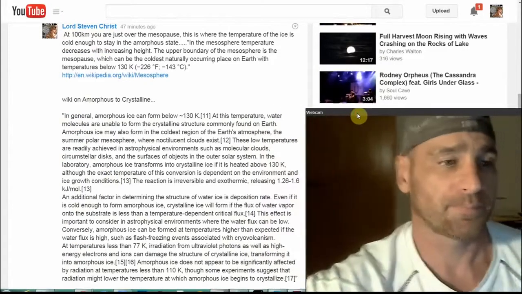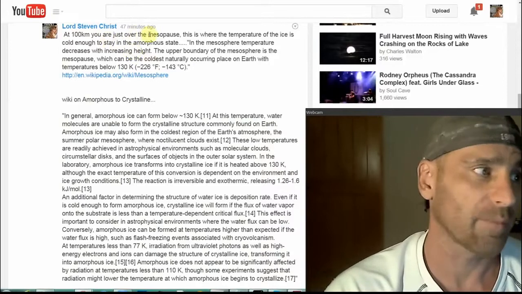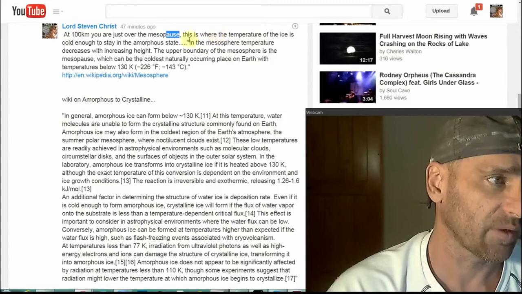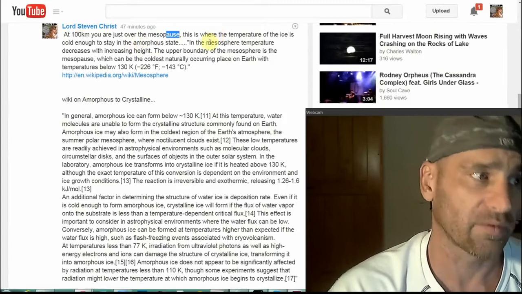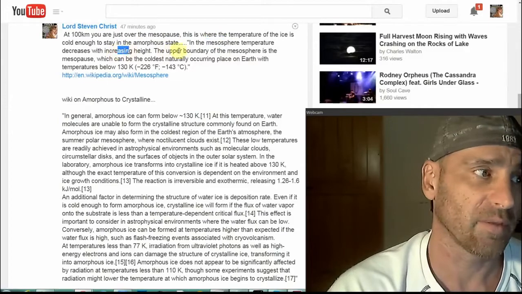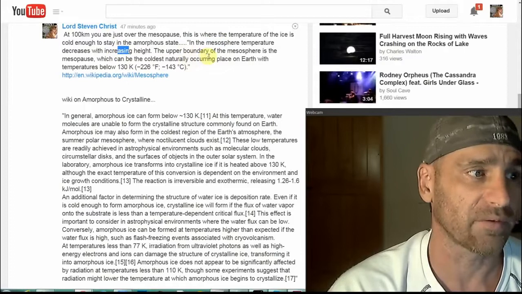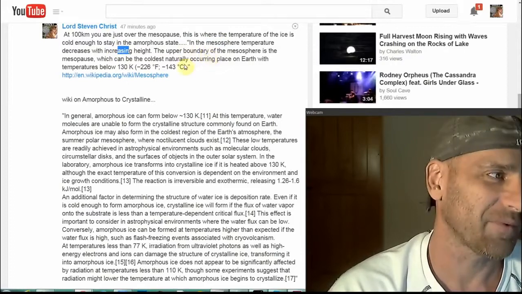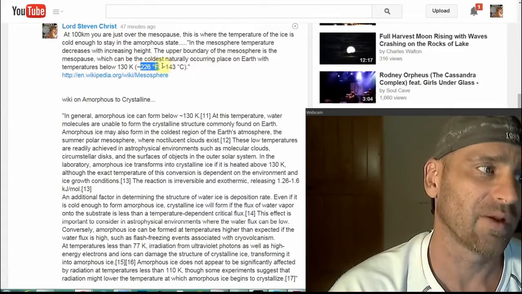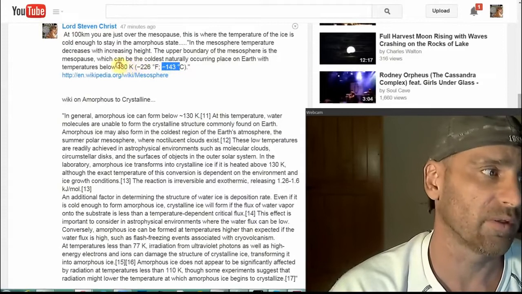I'll just read it to you. At 100 kilometers, you are just over the mesosphere, at the mesopause. This is where the temperature of the ice is cold enough to stay in the amorphous state. In the mesosphere, temperature decreases with increasing height. The upper boundary of the mesosphere is the mesopause, which can be the coldest naturally occurring place on Earth, with temperatures below 130 Kelvin, which is minus 226 Fahrenheit, or minus 143 Celsius. So it can be colder than these temperatures here.